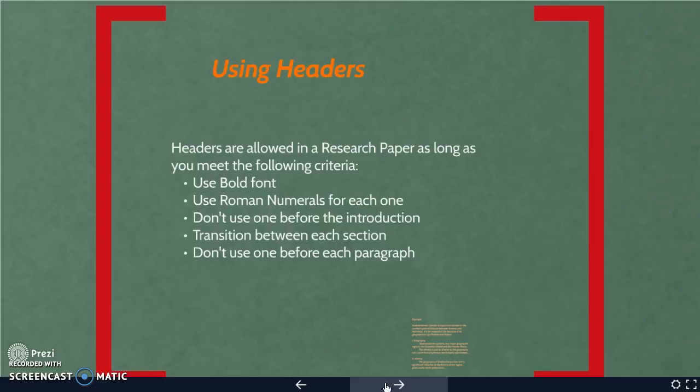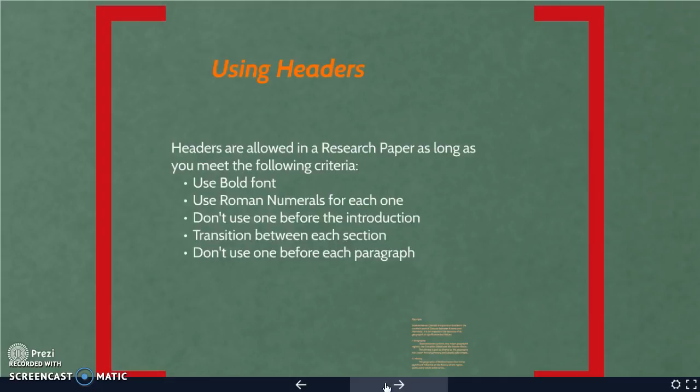You have to use bold font for your headers. You need to use Roman numerals as well and number them in order. You need numbers for your headers. They're sort of pointless without numbers because we need to see where we are in your paper. Do not use one before the introduction. It should be pretty obvious that we're reading the introduction.